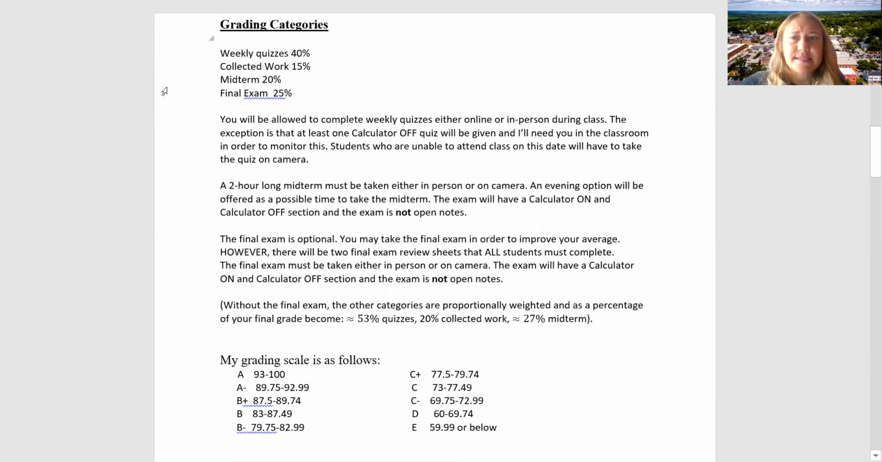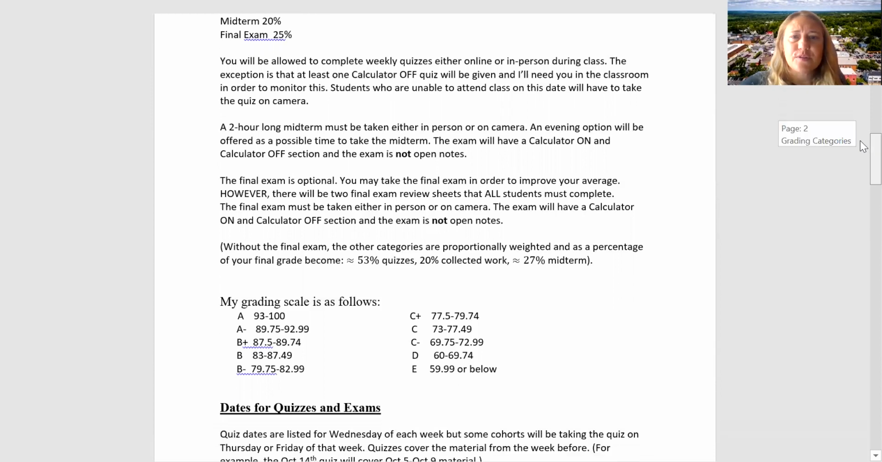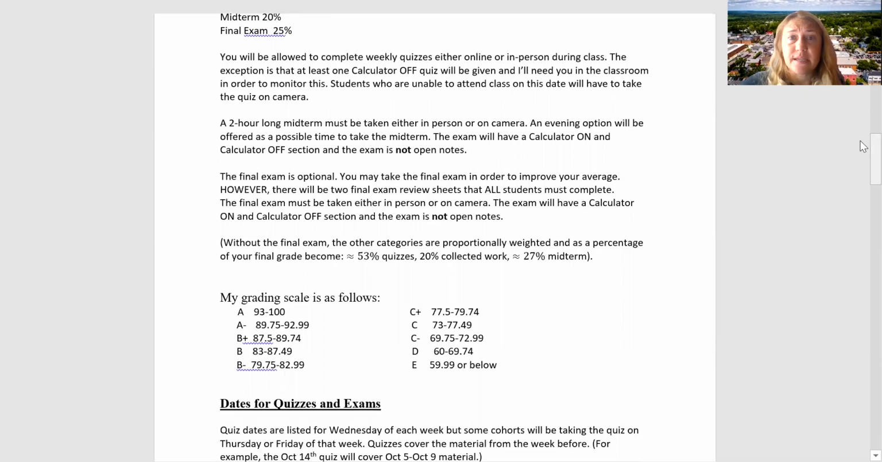So as far as when these will be administered, I have approximate dates listed in the next section. The quizzes can be either online or in person. At one point I am going to give you a calculator-off quiz, and I'll want everybody to be in person so that I can make sure you're not using your calculator.